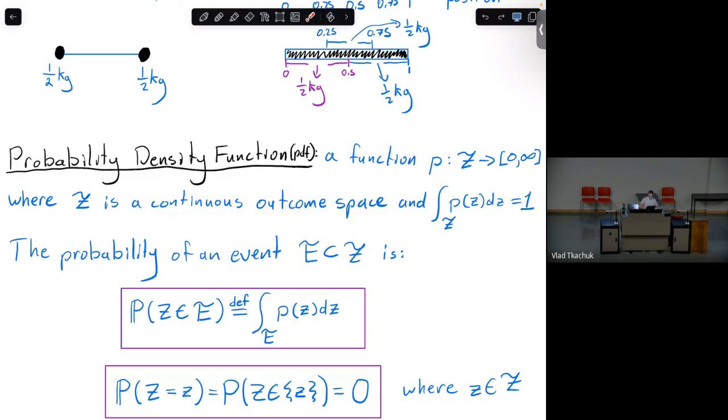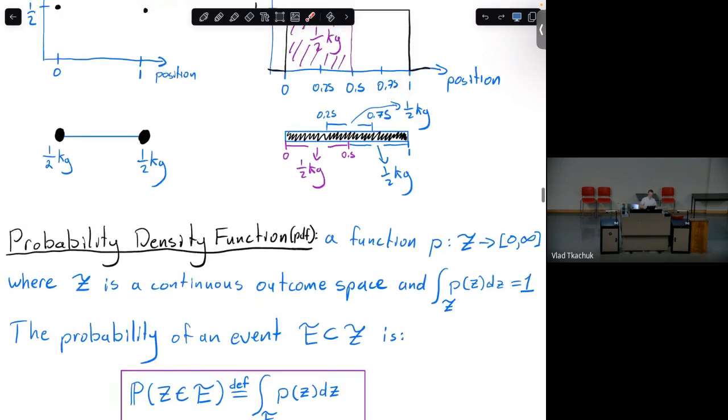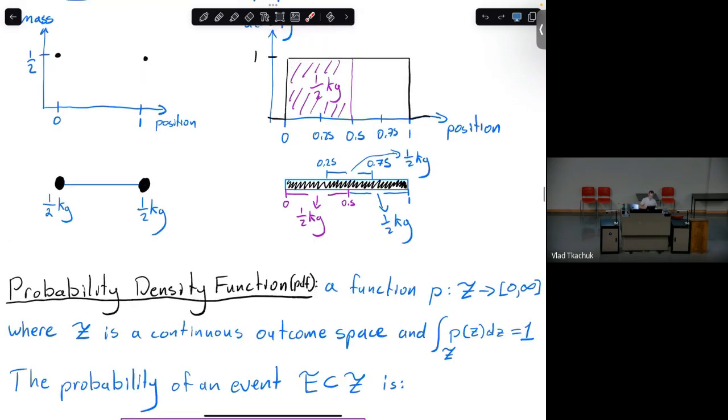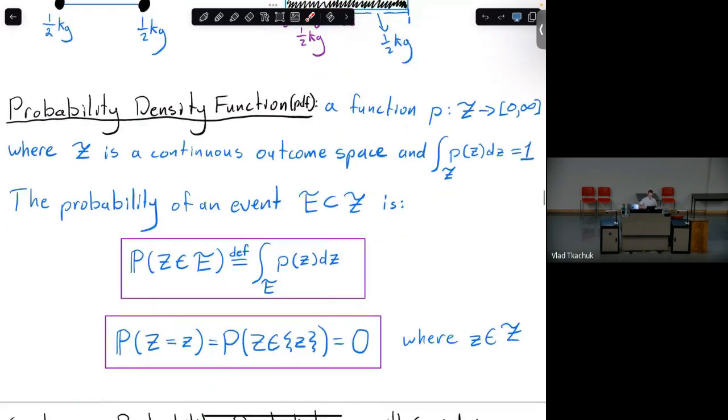This PDF also has a property similar to the PMF, where its integral is 1. In this rod example, that would mean that this mass is still 1, or rather, the area under this curve is 1. Okay. And here's the formula you're going to need to know. It's almost the formula you saw before. Instead of summing over all the elements of the event, you're now going to integrate over the event, and you're going to use the PDF here. You saw a sum before, now it's an integral. That's all I'm going to say.